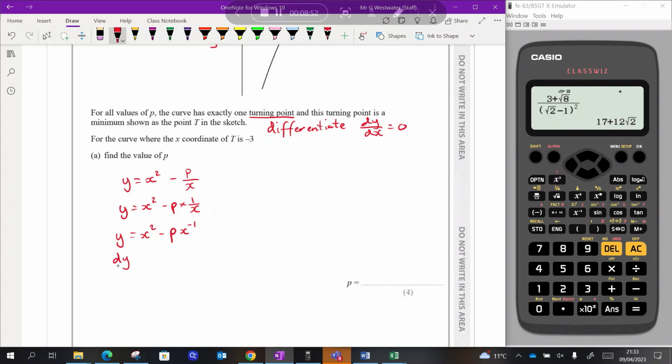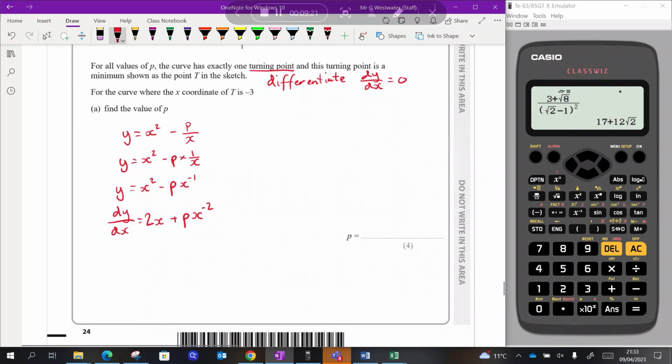So now when I differentiate it, times by the power, take 1 away from the power, so 2x is the result of x squared, and then times by the power, so minus times minus 1 becomes plus 1, p, and then take 1 away from the power, to the minus 2. Okay, so we know at this turning point dy by dx equals 0, so we can now say 0 equals 2x plus, and I'm just going to interpret what this is, p over x squared.